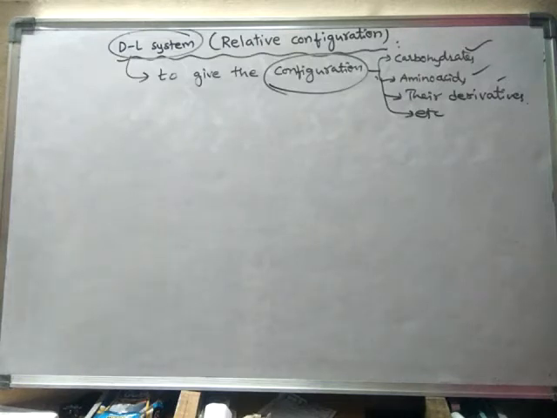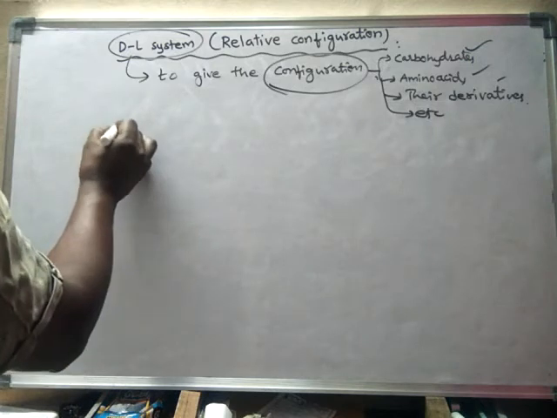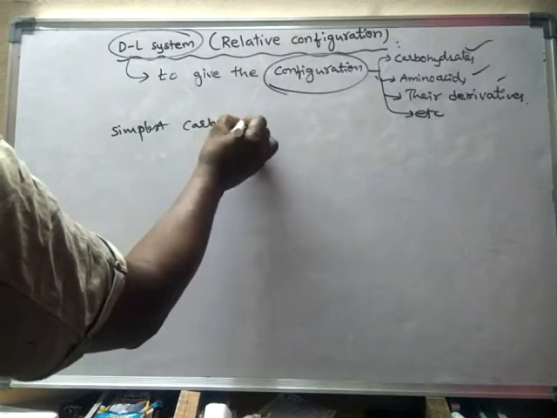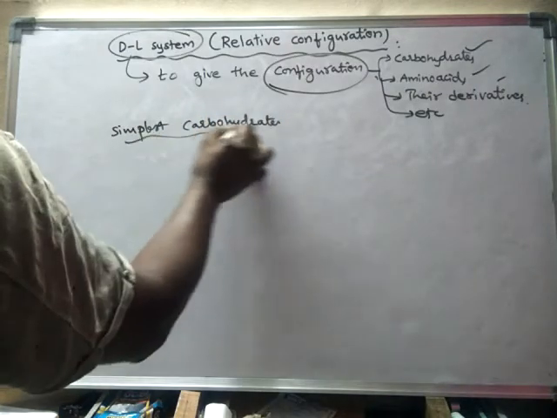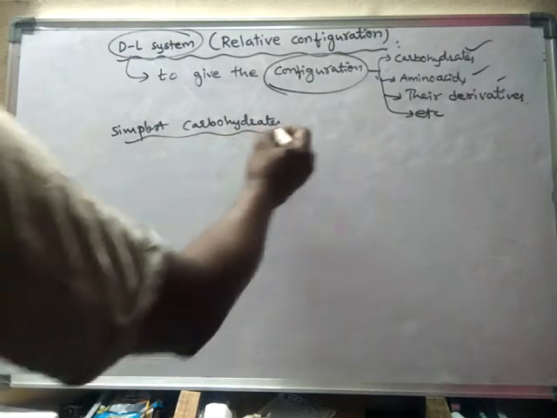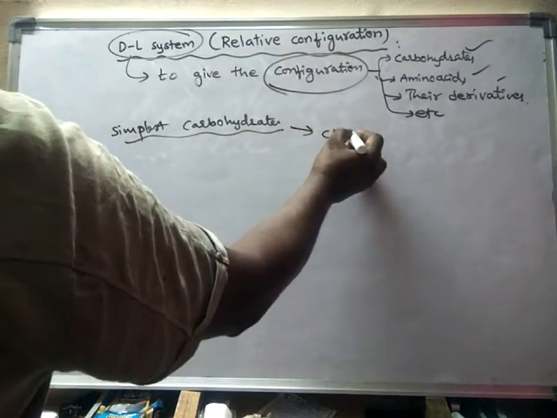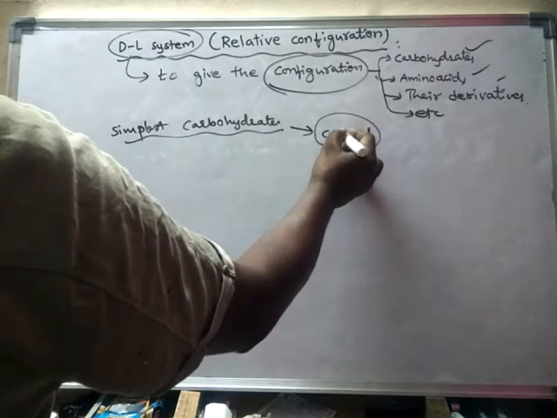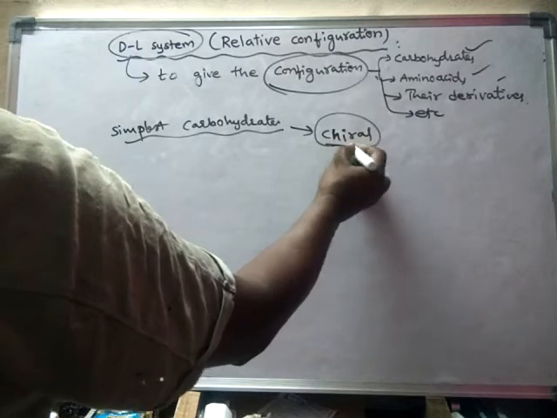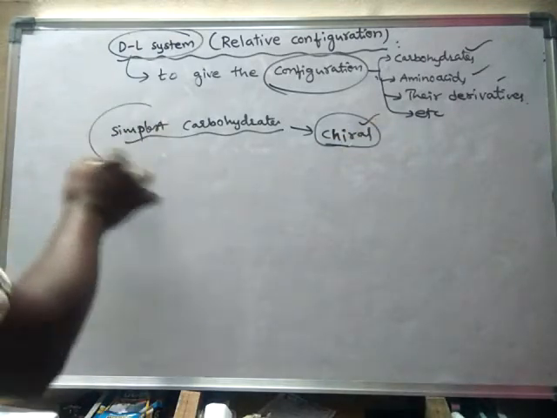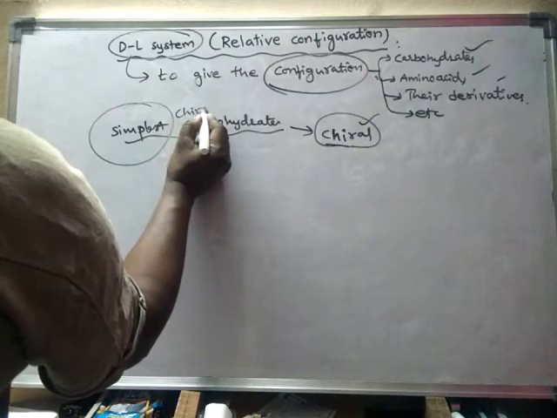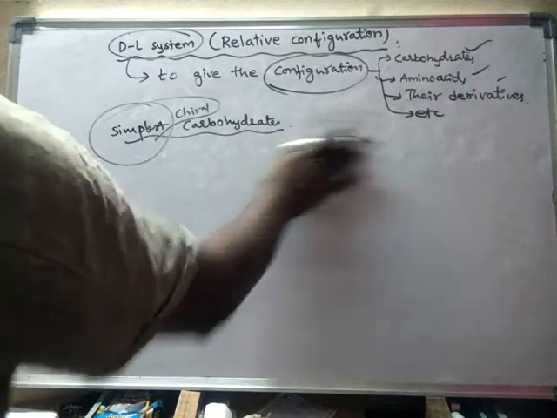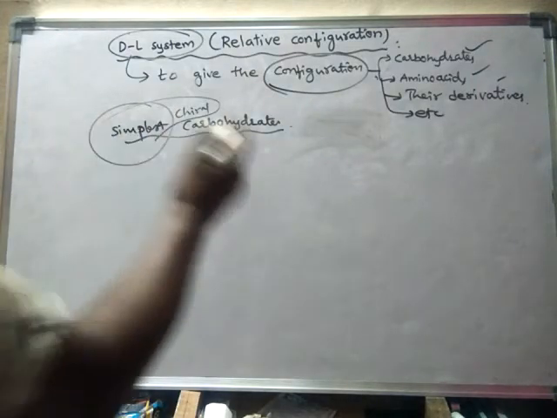Okay, next, the simplest carbohydrate which is chiral. Remember that the carbohydrate should be chiral. So I will write it like this: simplest chiral carbohydrate. The simplest chiral carbohydrate is nothing but glyceraldehyde.